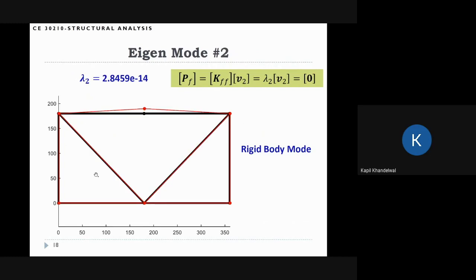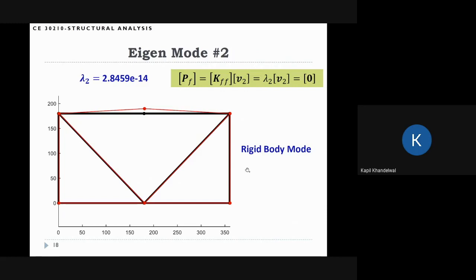Similarly, I have plotted eigenmode number 2. That also corresponds to a zero eigenvalue. Lambda 2 is a very small number. Technically, it should be 0, but this is just numerical noise. You can see that the system is still moving as a rigid body. In this case it just moved vertically up, but this is rigid body motion, and it is not creating any strains in any of the members. So the whole system is still moving as a rigid body.